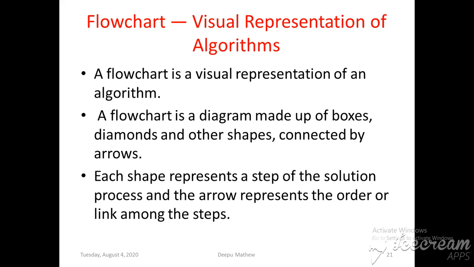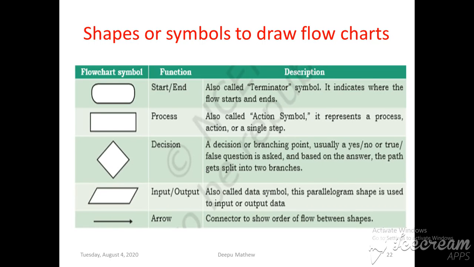The first one is flowchart. A flowchart is a visual representation of an algorithm. During flowchart design, we use boxes, diamonds and other shapes connected by different types of arrows. Each shape represents a step of the solution and the arrows represent the order of the steps. So we can see the different flowchart symbols. The first symbol is the oval symbol. It represents the start or ending statement, so it is also called a terminator symbol. It indicates where the flowchart starts and where it ends.